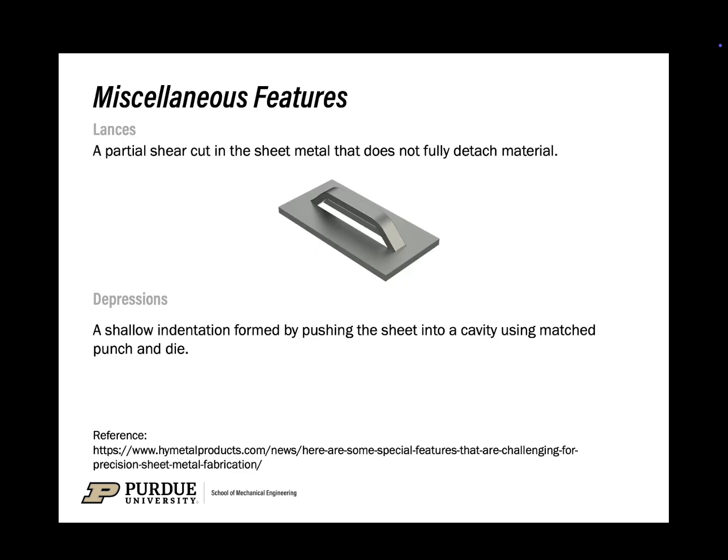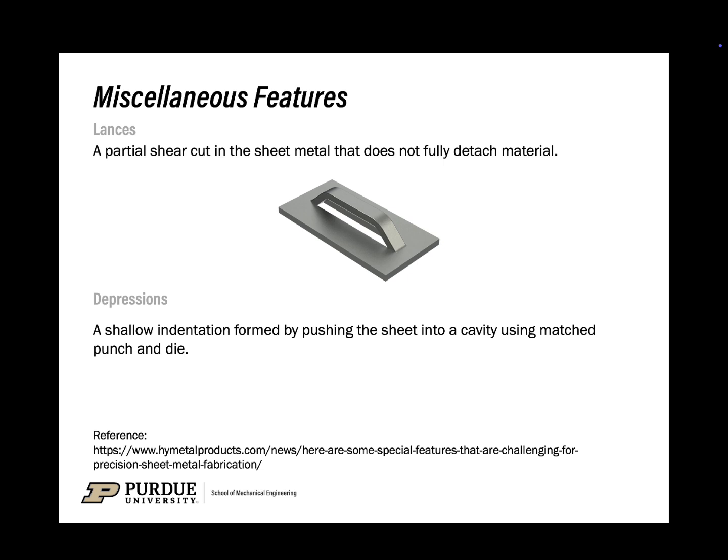Next, in this page, I would like to talk about miscellaneous features. First is lens. It's a partial shear cut in the sheet metal that does not fully detach material, which is shown in the figure right here. The second one is depression. It's a shallow indentation formed by pushing the metal into a cavity using matched punch and die. And here's the reference for the picture.